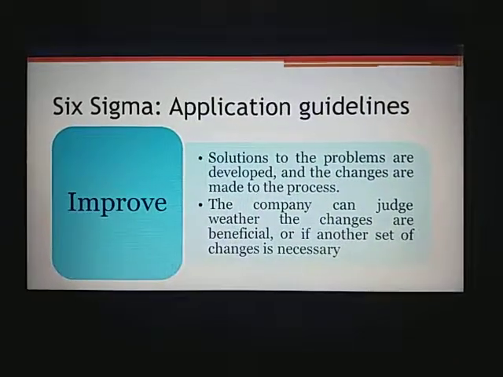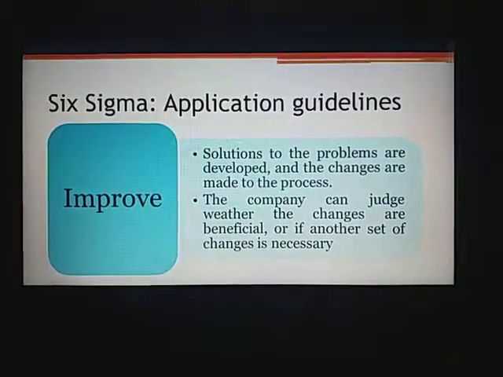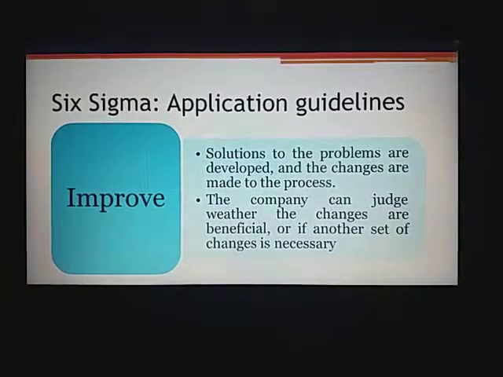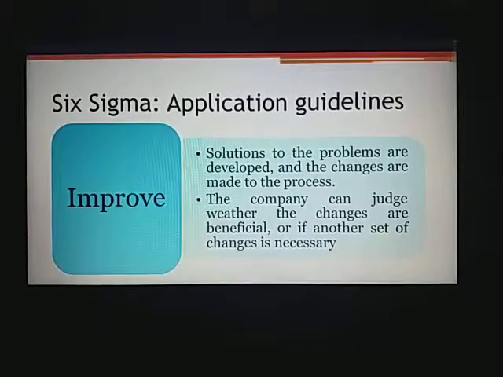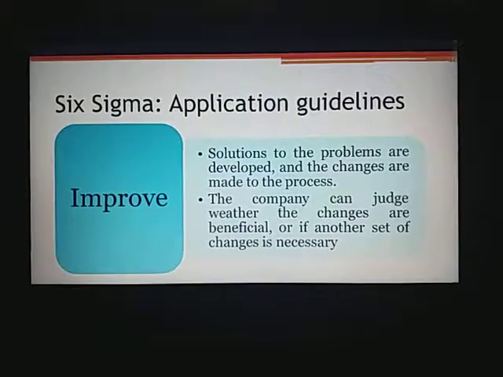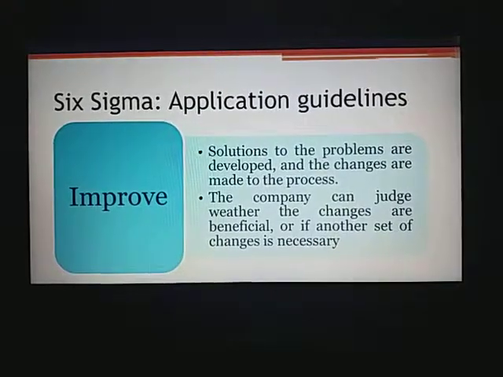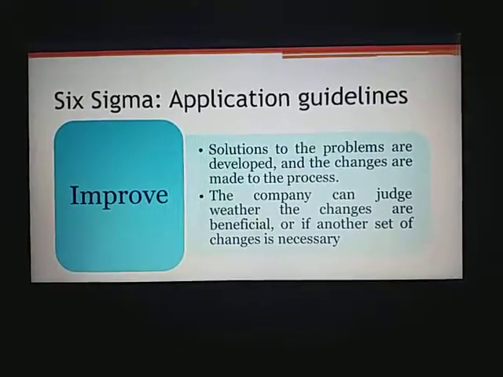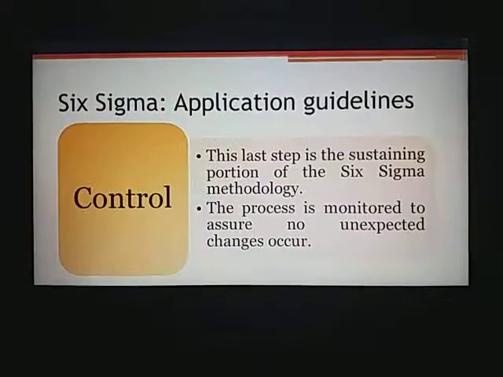Improve. The fourth step is to improve the process. Solutions to the problem are developed, and changes are made to the process. Results of process changes are seen in the measurements. In this step, the company can judge whether the changes are beneficial or if another set of changes is necessary.